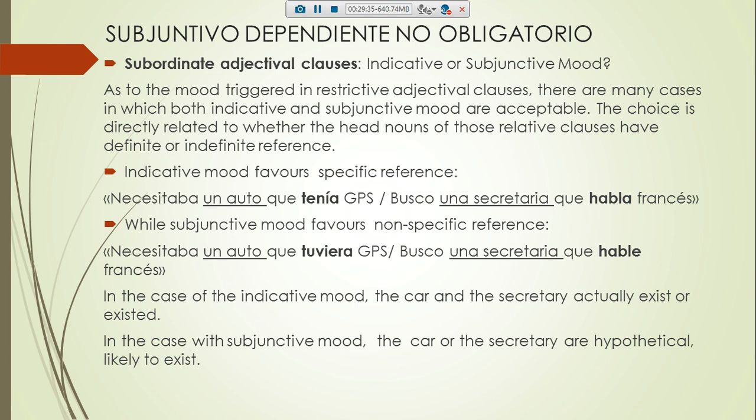While subjunctive mood favors non-specific reference. Necesitaba un auto que tuviera GPS. So this is a hypothetical car, right? It's not one indefinite car in particular. It's a hypothetical one. The same as busco una secretaria que hable francés. Maybe there's no secretary speaking French in the place, right? So again, in the case of the indicative mood, the car and the secretary actually exist or existed. In the case of the subjunctive mood, the car or the secretary are hypothetical or likely to exist.